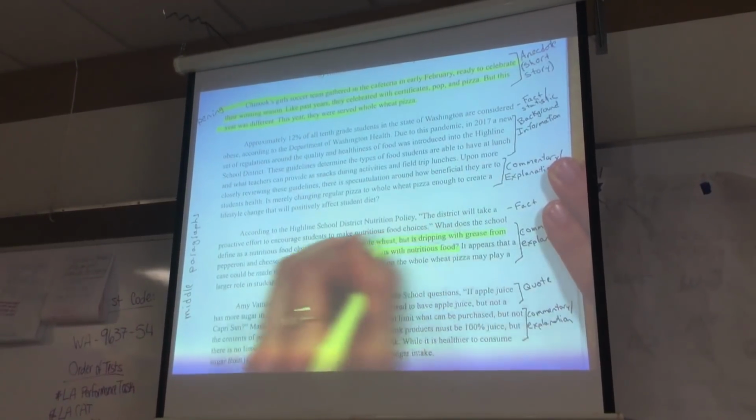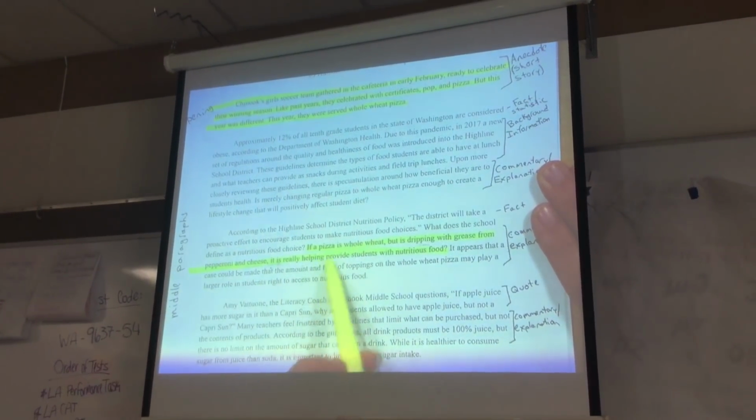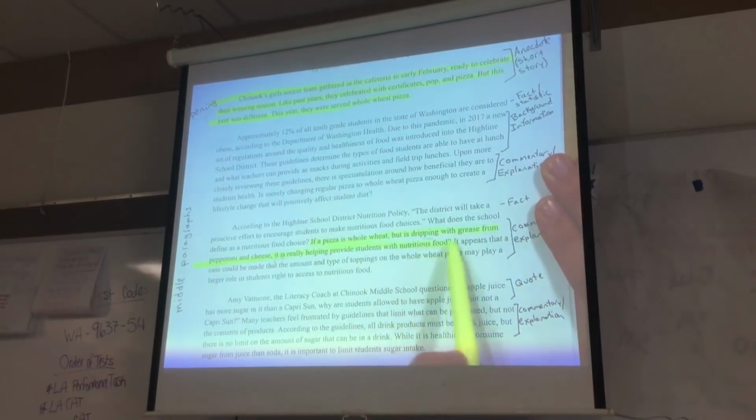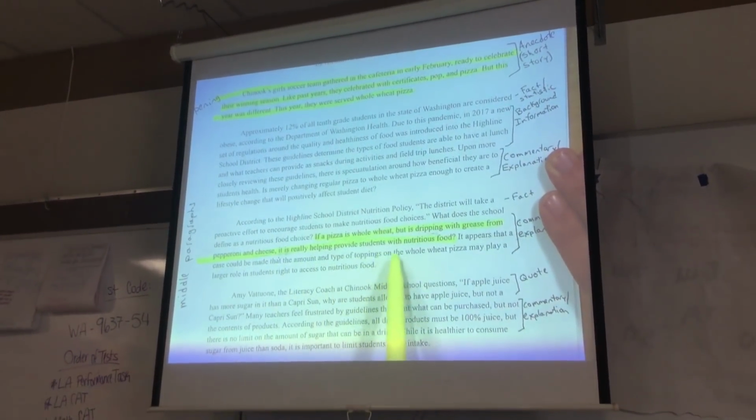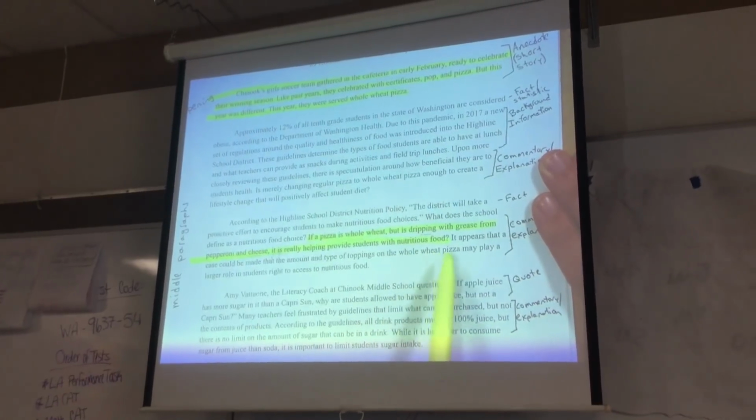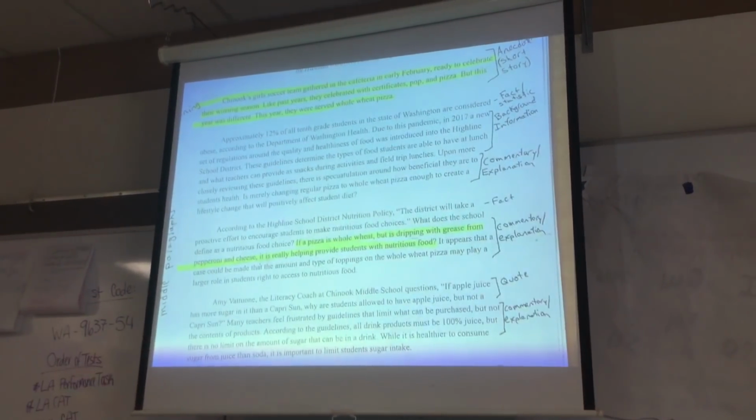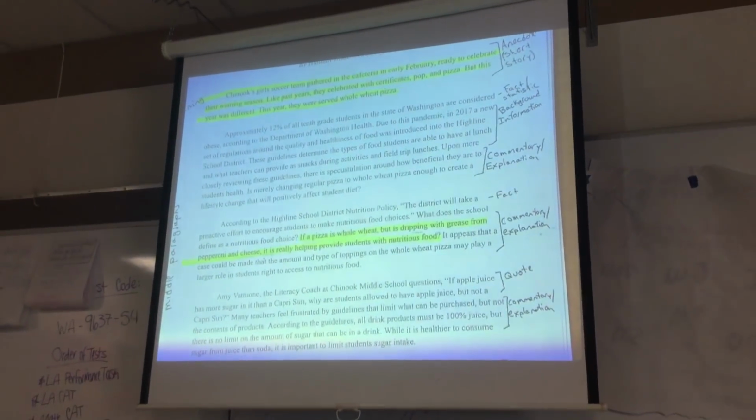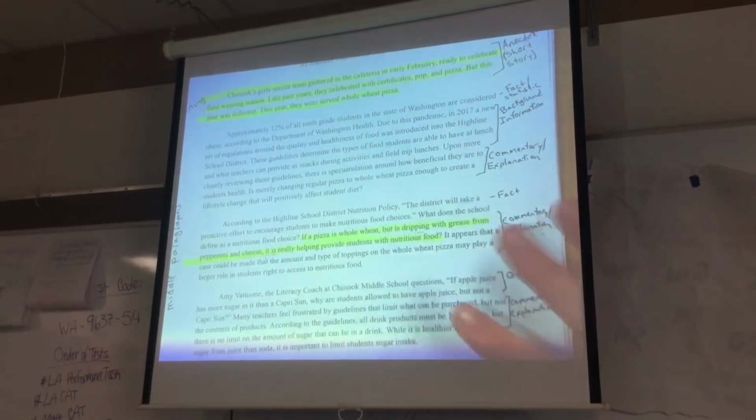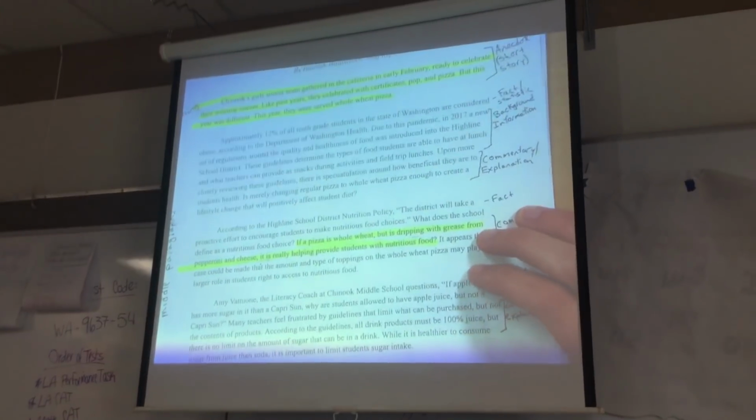Highlight that so you guys can see. If a pizza is whole wheat but is dripping with grease from pepperoni and cheese, is it really helping provide students with nutritious food? Again, you can really see this image of gross cheese dripping, and I don't like that. That is not healthy.